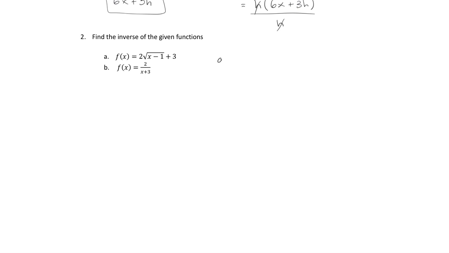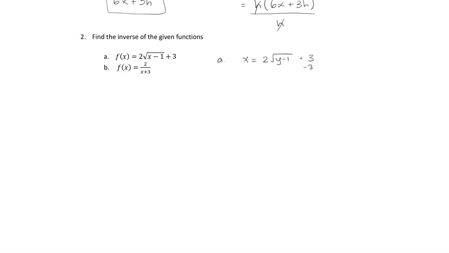Okay, for question 2, to find the inverse of a function, remember you switch the place of x and y. So we have x, and really this is y. So for part A, if we switch those places, and then we need to solve for y. We need to get y by itself. So if we solve this like we would solve an equation, we'd have to subtract 3 first, then divide by 2, then get rid of the square root, and finally the last thing we would do is add 1. So we're going to do things in that order.